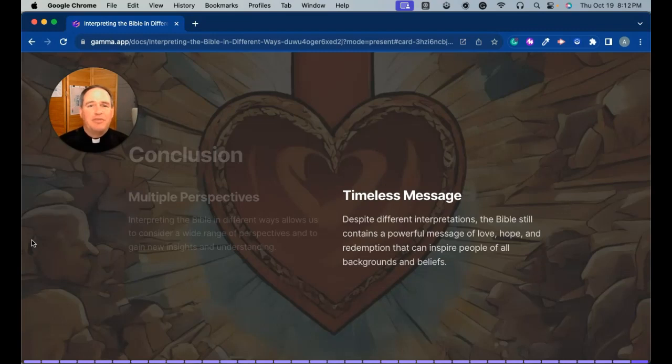So I hope these two lectures have been a bit of a help in helping you see some tools we're going to be using throughout the rest of the year to interpret Scripture in both the Old and the New Testaments.